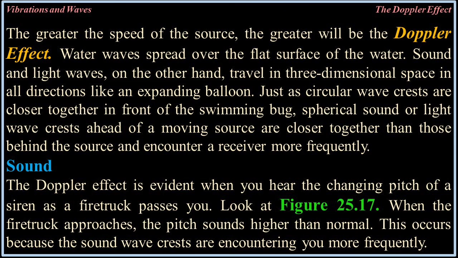Water waves spread over the flat surface of the water. Sound and light waves, on the other hand, travel in three-dimensional space in all directions like an expanding balloon. Just as circular wave crests are closer together in front of the swimming bug, spherical sound or light wave crests ahead of a moving source are closer together than those behind the source and encounter a receiver more frequently.